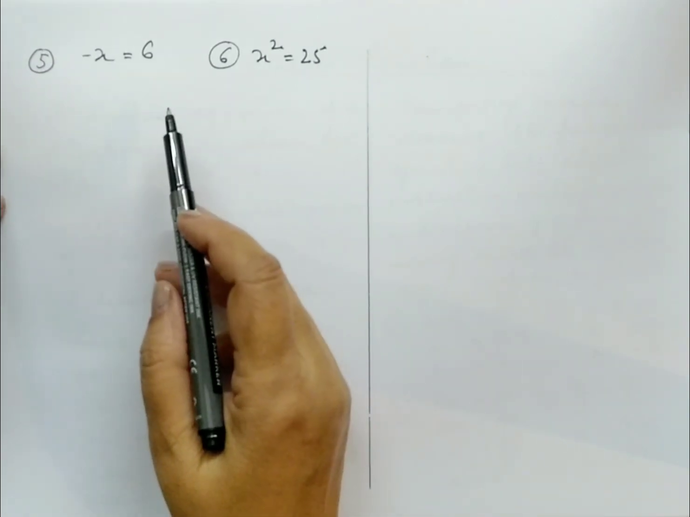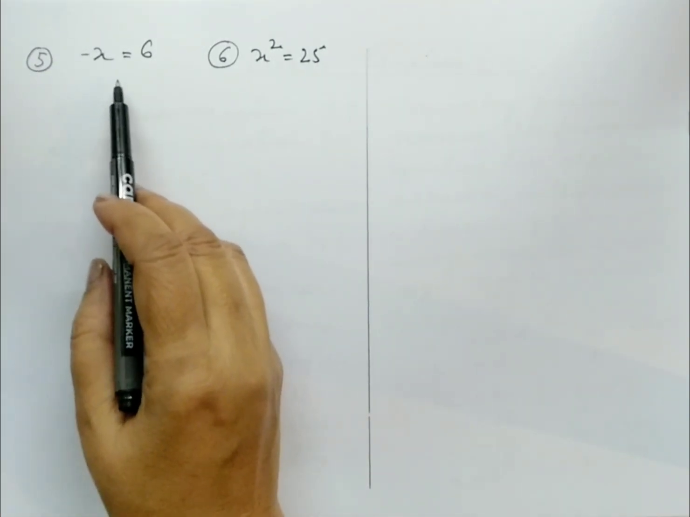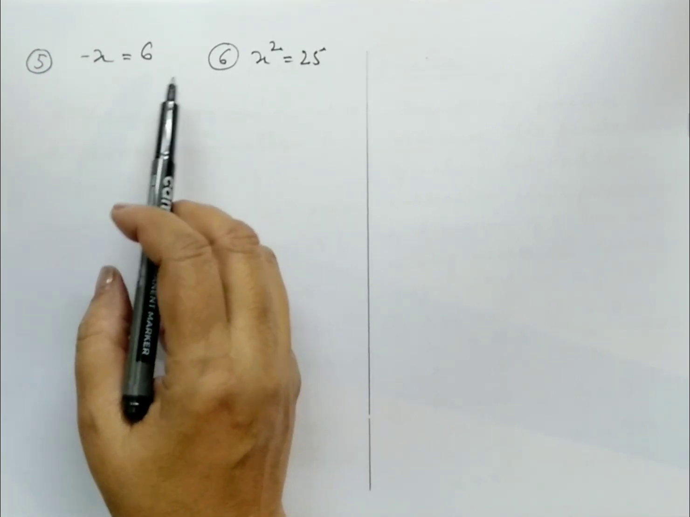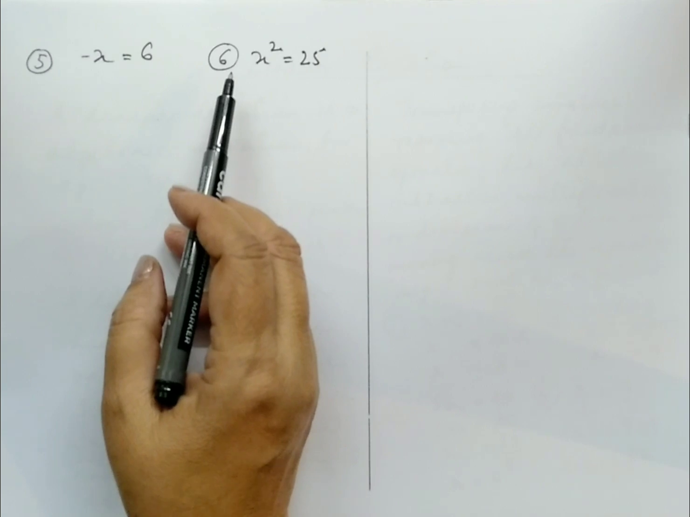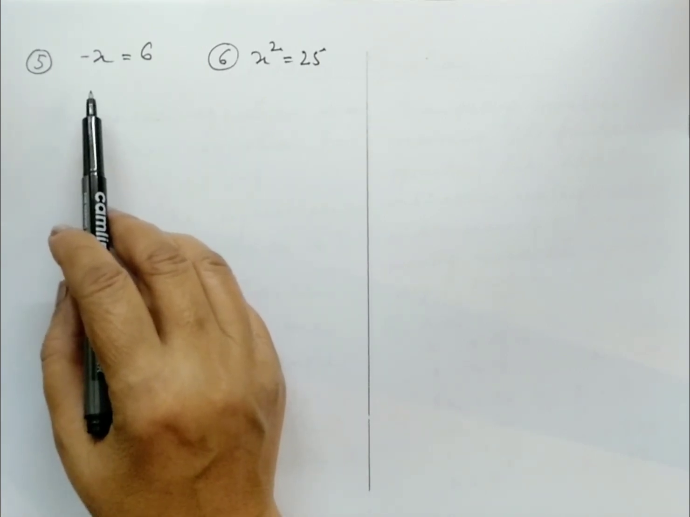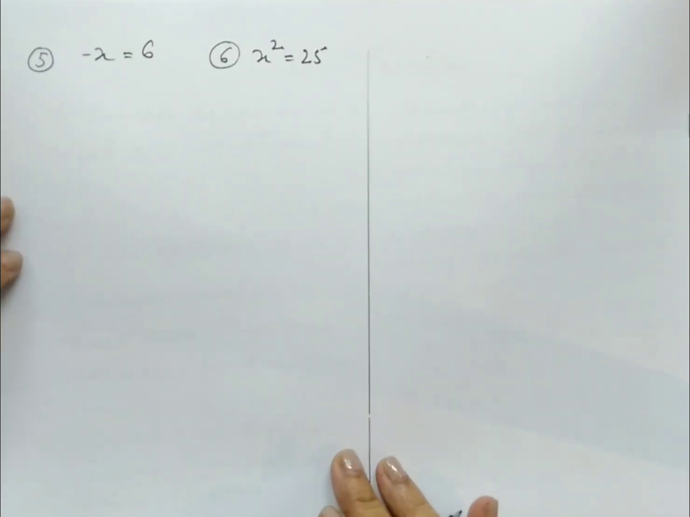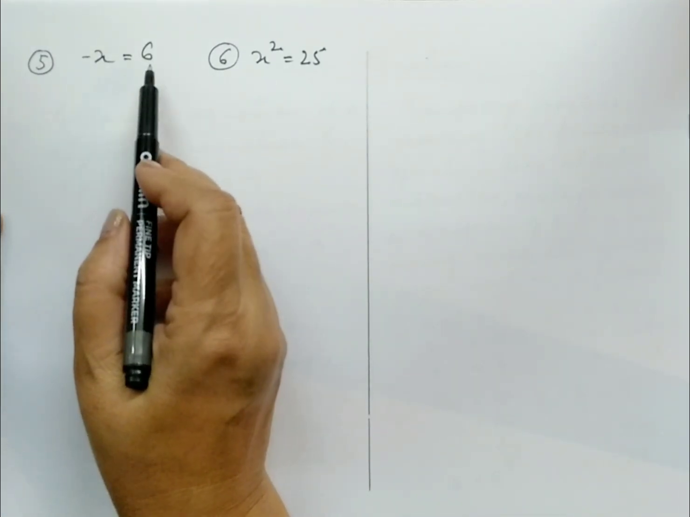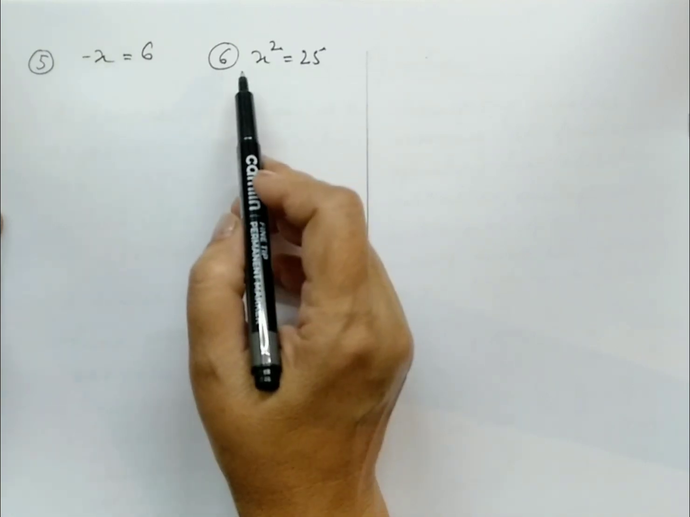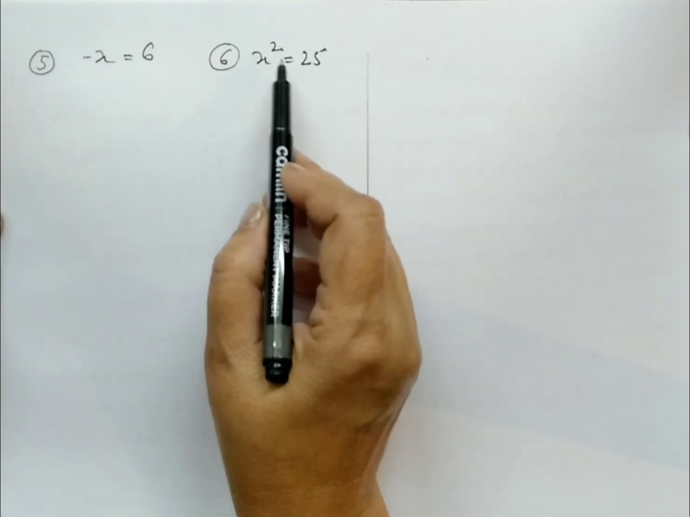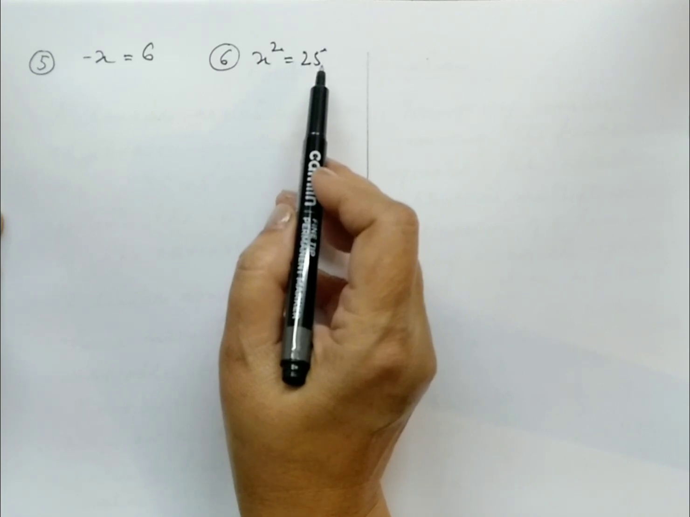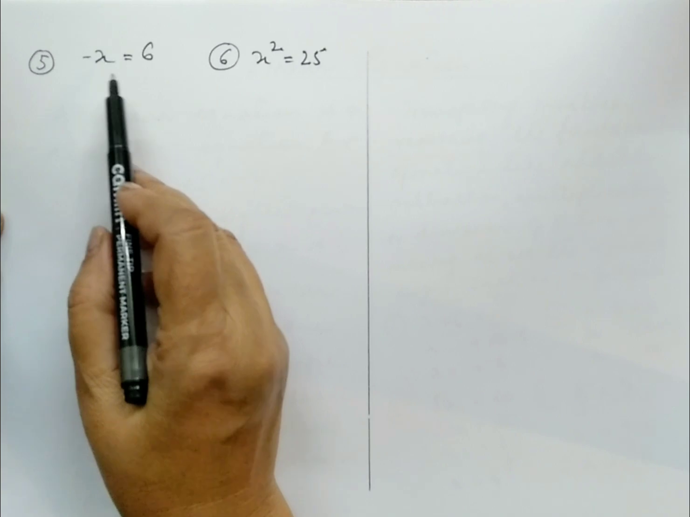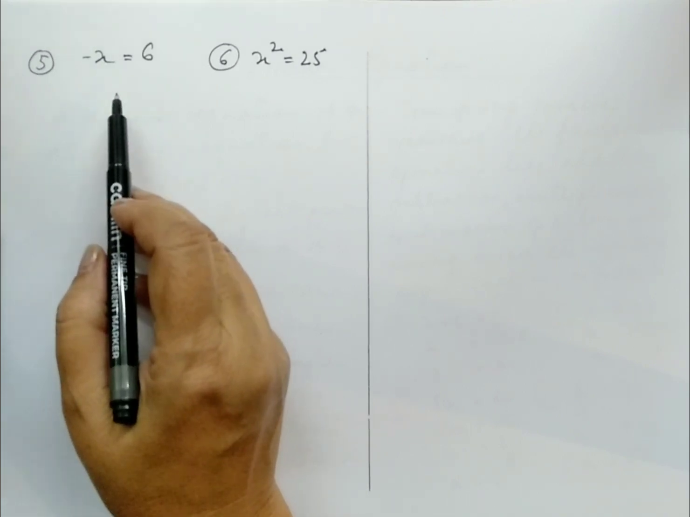So let me see whether you are able to solve these two problems that I put before you. These are further variations that you will come across when solving sums based on linear equations. Here we have a question, minus x equals 6. Number two is x square equals 25. So how are we going to find out the value of x in this case? How would you approach?